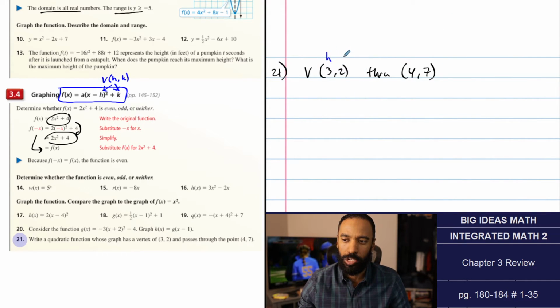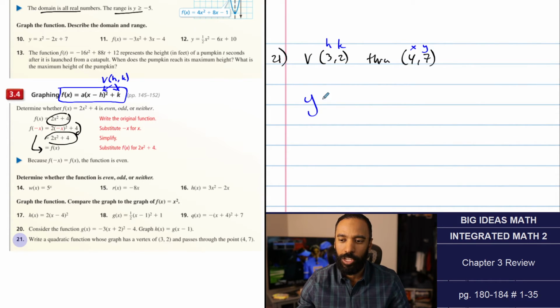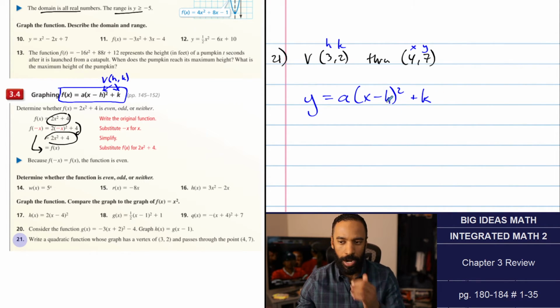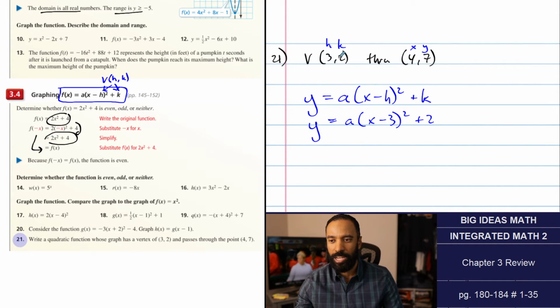We know that the equation can be written in vertex form, so we have h, k, but this is some x, y on here. We don't know a. So we have an equation that generally would look like this form. We can substitute all of these values into here. I'm actually going to begin though with just y equals a times x minus 3 quantity squared plus 2. This is my h and k.